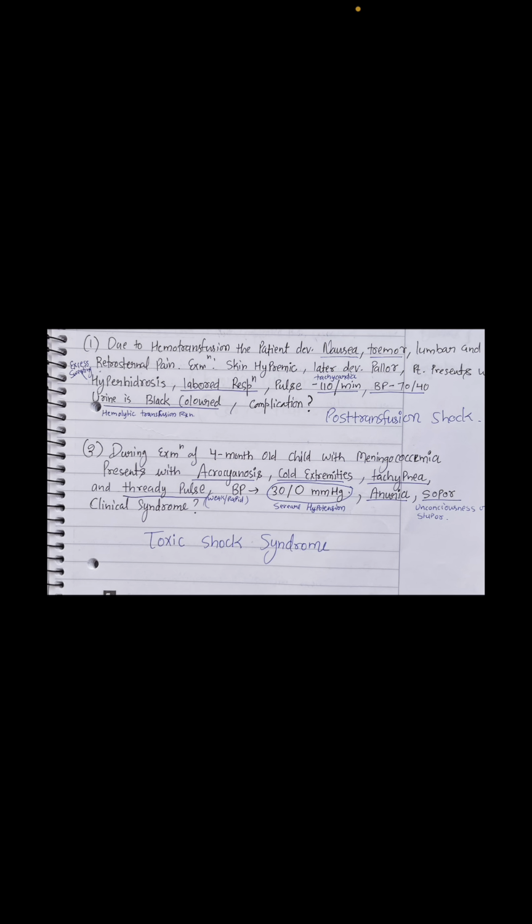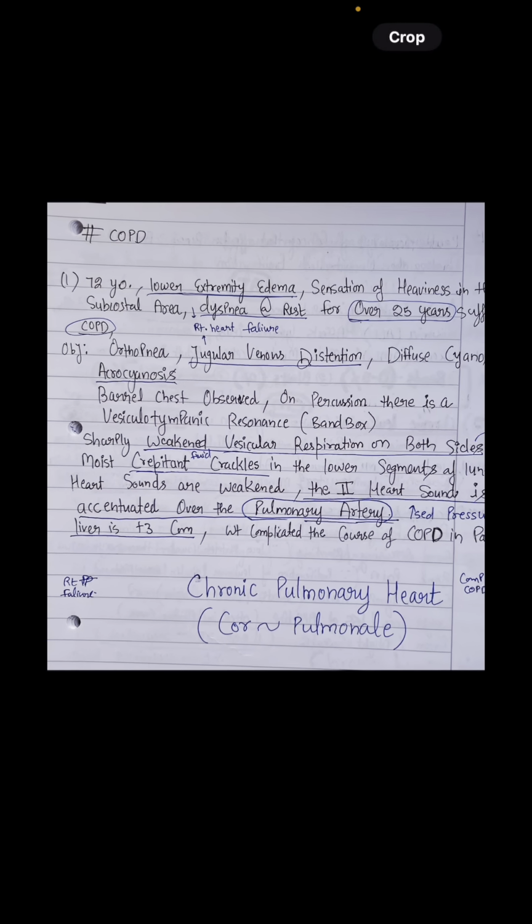So in the next question, this is the case of toxic shock syndrome. When the diastolic BP is 0, the patient's condition is at its severest. In this case, mark toxic shock syndrome. Let's go next. Next is the case of COPD. Let's get to the case directly.